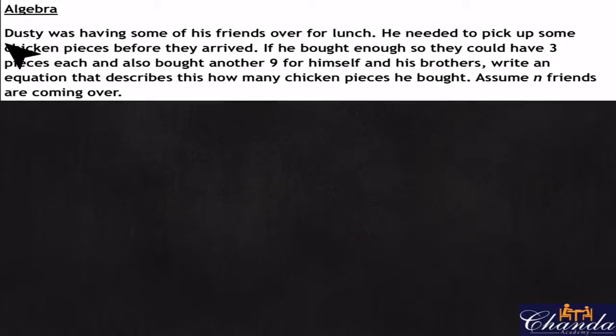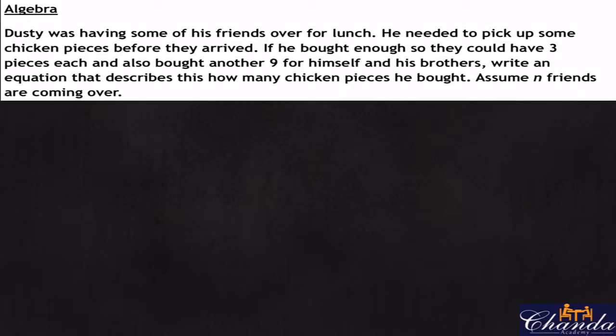The very first question says, Dusty was having some of his friends over for lunch. He needed to pick up some chicken pieces before they arrived. If he bought enough so they could have 3 pieces each, and also bought another 9 for himself and his brothers, write an equation that describes how many chicken pieces he bought. Assume there are n friends coming over.